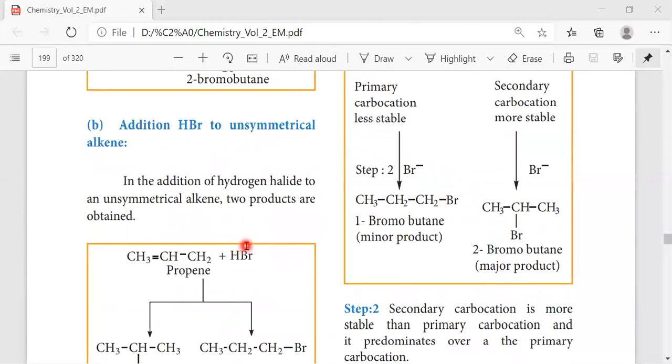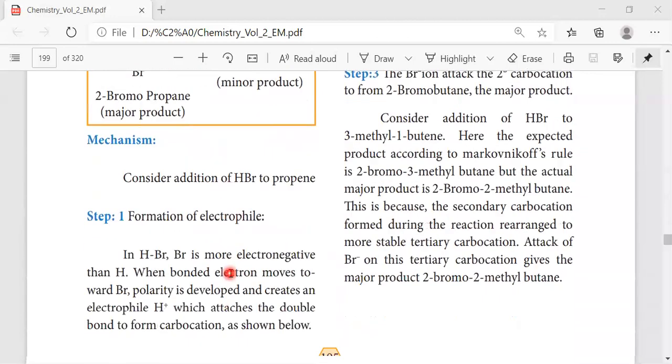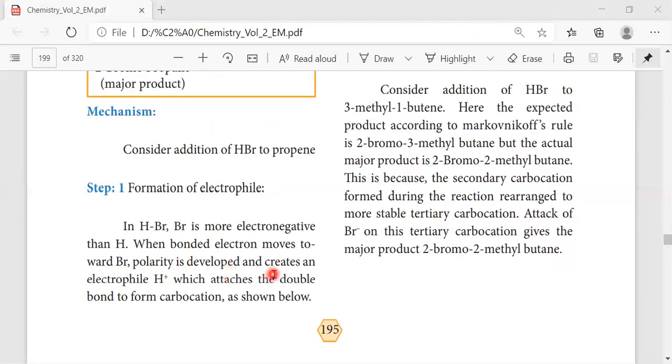So again, it takes place with the unsymmetrical alkene. So unsymmetrical means both sides get varied, so that we are getting 1-bromopropane and 2-bromopropane. That is, the position will get varied, one bromo and then two bromo. Okay. So now let us move on to the mechanism of this reaction.